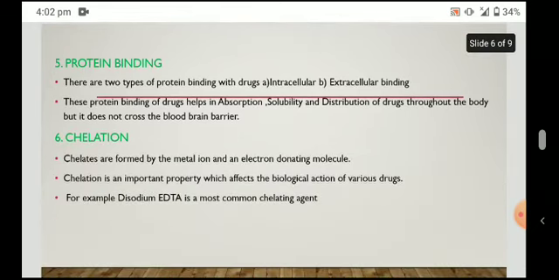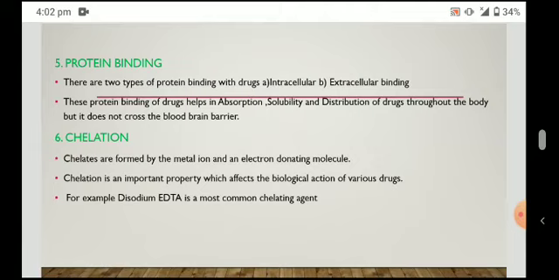The fifth parameter is protein binding. There are two types of protein binding with drugs. First is intracellular protein binding and the second is extracellular protein binding. This protein binding of drugs helps in absorption, solubility and distribution of the drugs throughout the body, but it does not cross the blood-brain barrier.